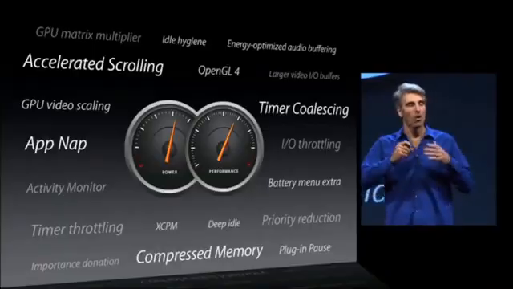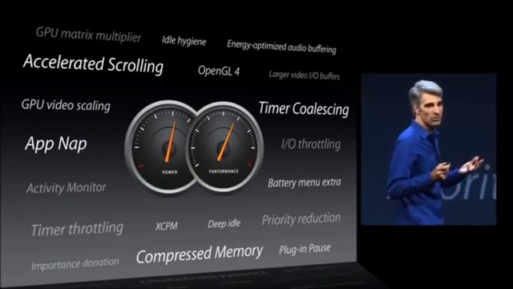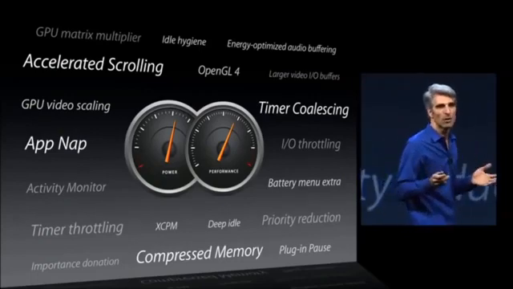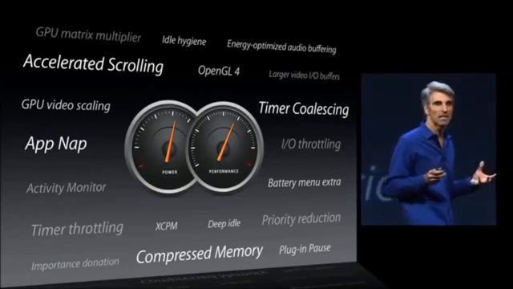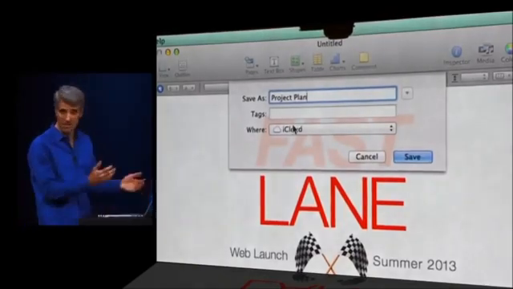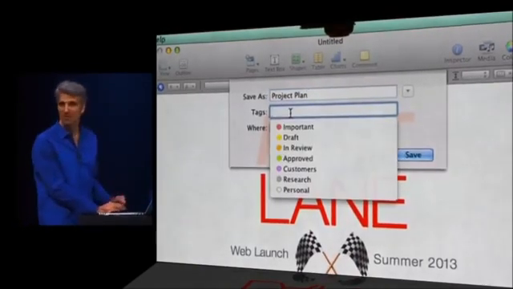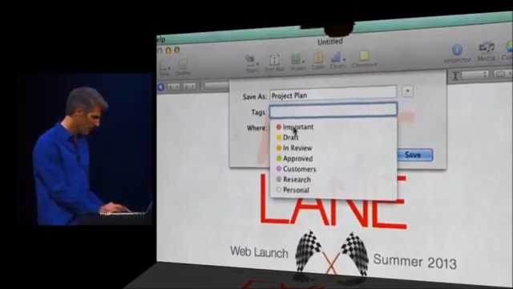Mavericks emphasized battery life, Finder improvements, and other features for power users like improved external display support. Mavericks also included deeper iCloud integration, reduced skeuomorphism, improved Notification Center, and new apps like Maps and iBooks.